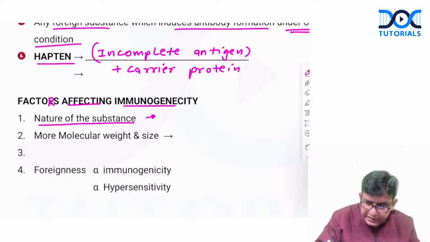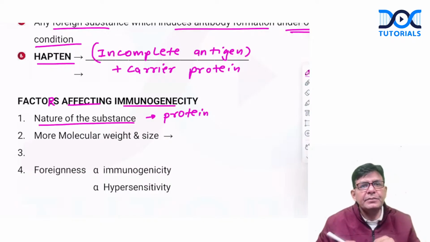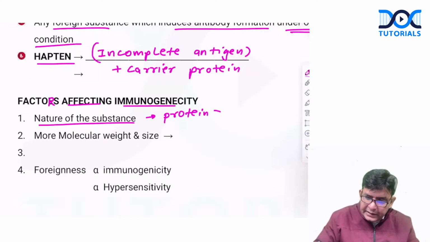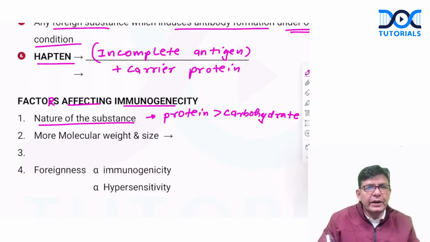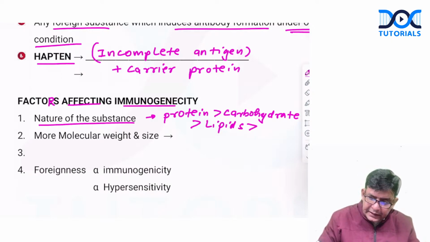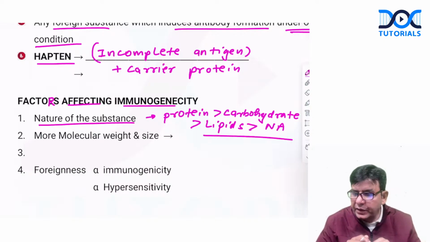And the best antigens are what? The best antigens are proteins. Okay, the second best are carbohydrates. Then you have lipids, and the last one is what? Nucleic acid. Okay, the last one is nucleic acid.